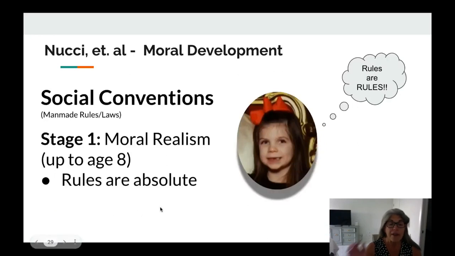Now, we also have the social conventions, things that we learn from our society. Stage 1 of social conventions we call moral realism, and it's usually up to age 8. So here's Gracie when she was little, and she believes rules are rules. Rules are absolute. If you play a game and these are the rules, you can't change them. If the teacher says there are certain rules, then you can't have a different rule. This is the rule. They're absolute.